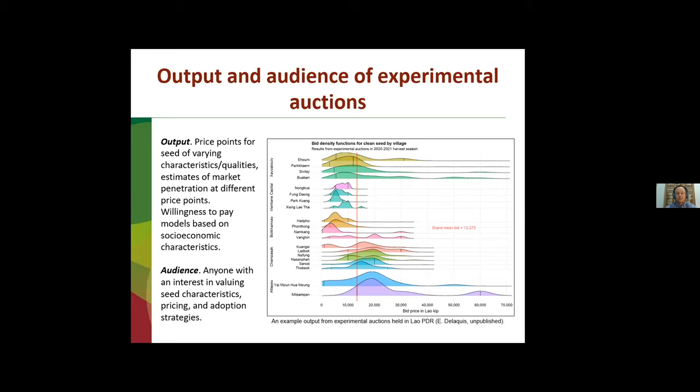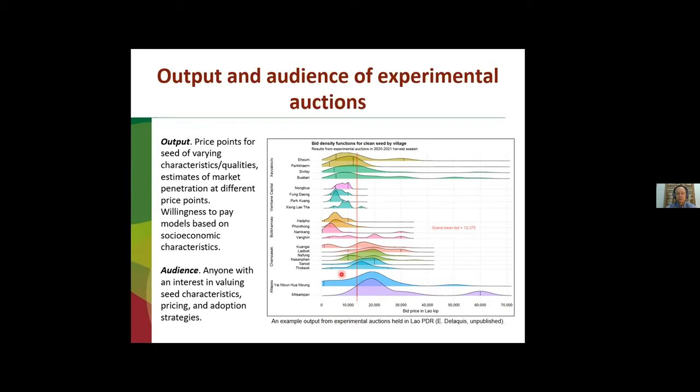So an example of one of these outputs is on the right here. What we have here is a graph with all 20 villages that I mentioned a minute ago, grouped together by province. And on the x-axis here, we're showing the price that people bid for clean seed. So these distributions are showing us the proportion of people that bid at different prices. And this red line is showing us the grand mean bid across all sites.